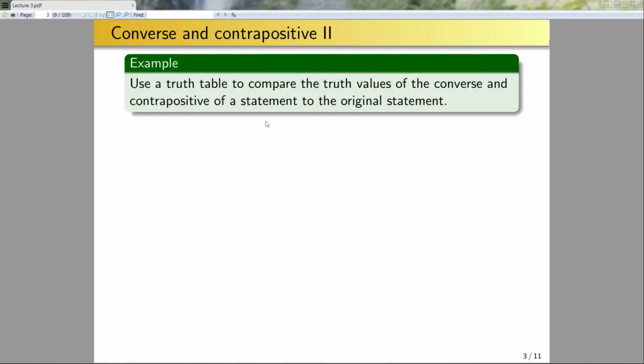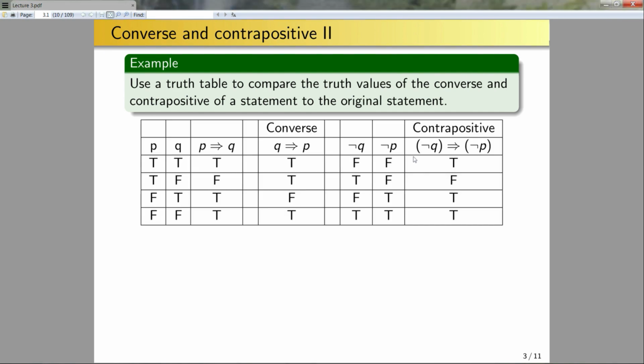Okay, so another exercise. Use a truth table to compare the truth values of the converse and contrapositive of a statement to the original statement. A good exercise would be for you to pause the lecture now and try to do this on your own before I give you the solution. Okay, so here's the solution. So to build the truth table, we need the truth table entries for P implies Q. We need the truth table entries for the converse, which we can do trivially. And we need the truth table entries for the contrapositive, which means we need these two negations.